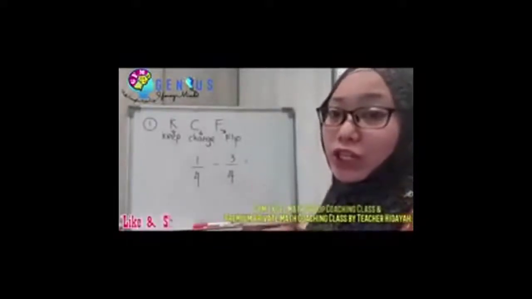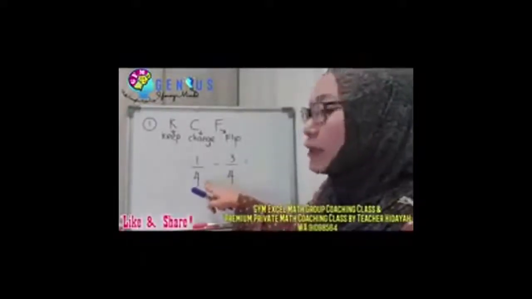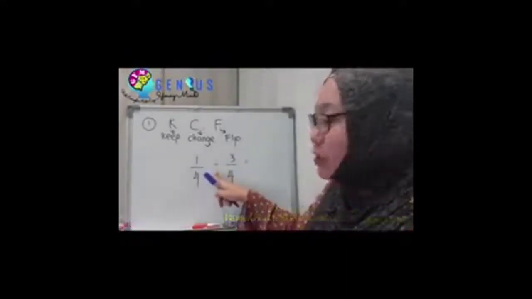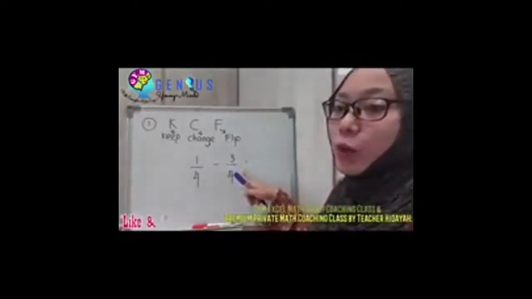Okay, here's tip number 1, the KCF method, where you are going to use it during division of fractions. So you can see here there are two fractions, 1/4 and 3/4. 1/4 divided by 3/4. So what do we keep, what do we change, and what do we flip? We keep the first fraction, the 1/4. We change the sign of division to multiplication, and then we flip the 3/4.